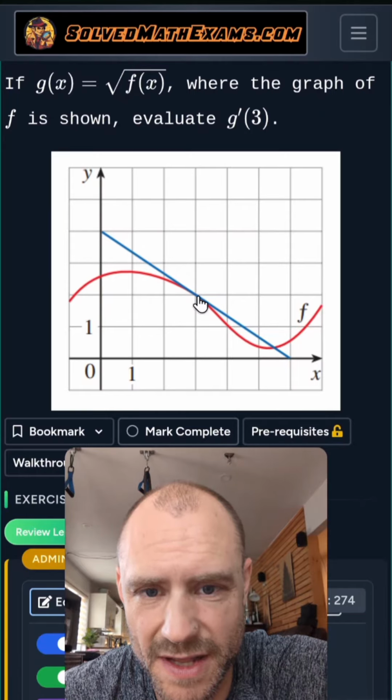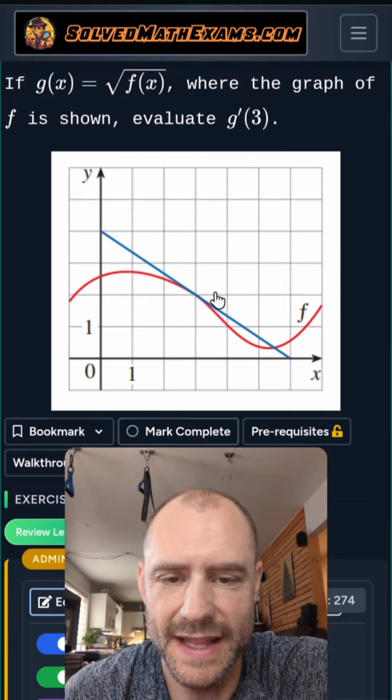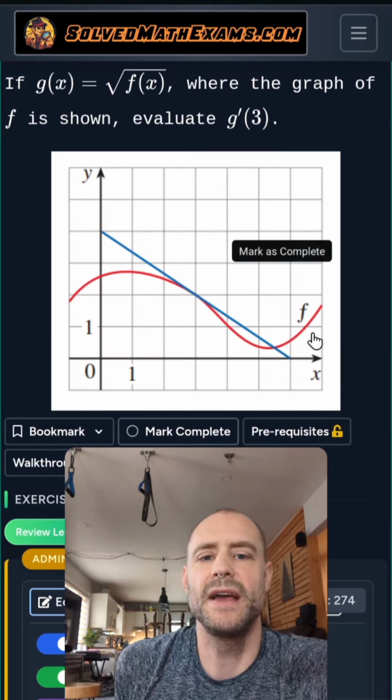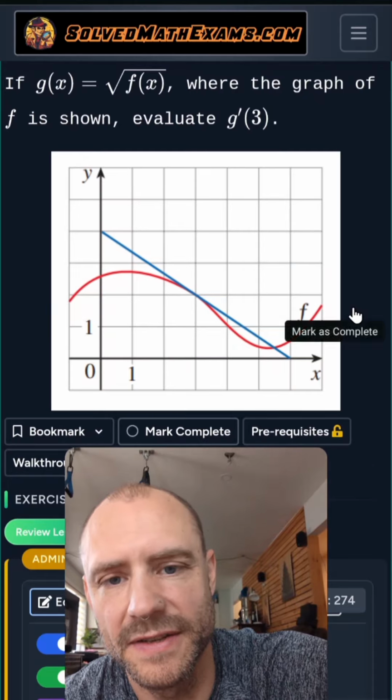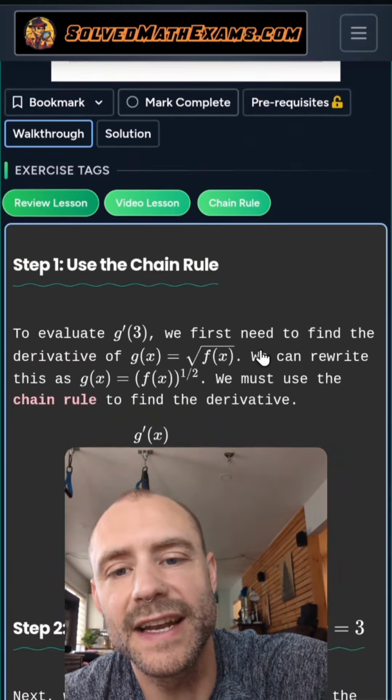This is 1, 2, 3. The slope there, it looks like it happens to be negative 2 over 3. So I go down 2 over 3. So that's what this blue line tells me about this f function. So let's click into the walkthrough and then see how to do this.